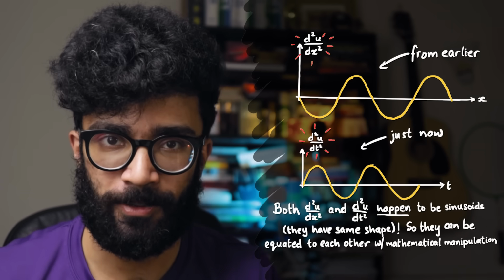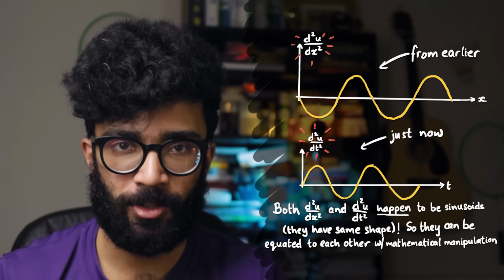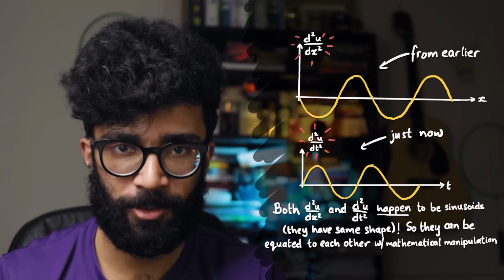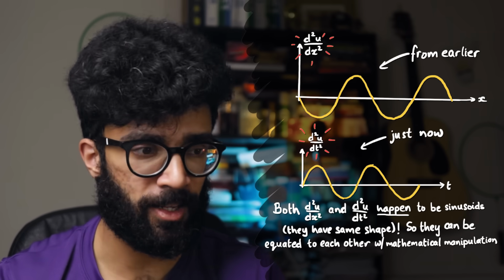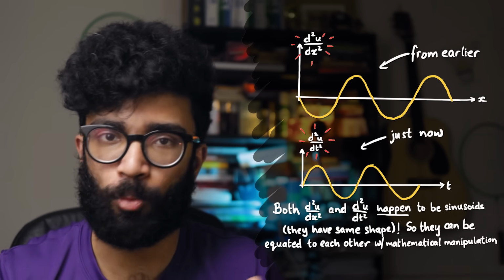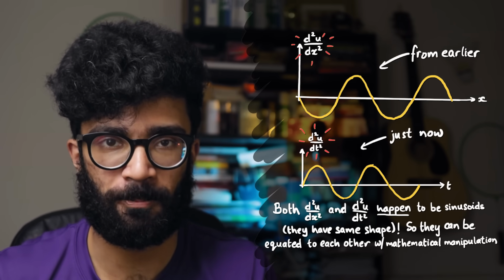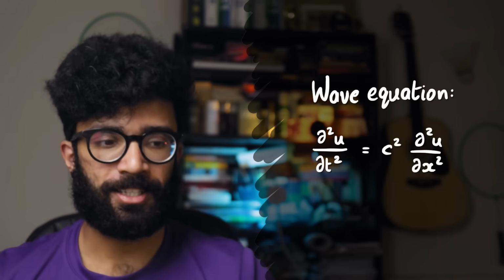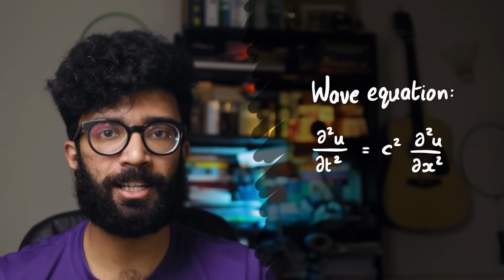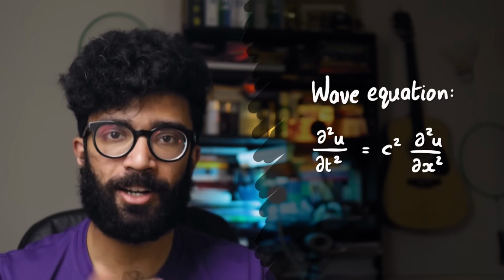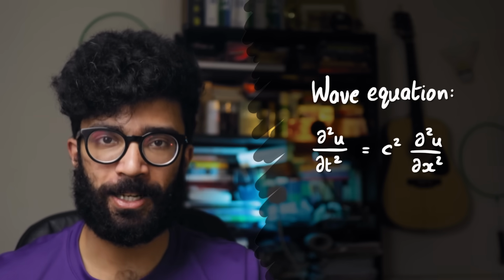Because these two functions are sinusoids, because they essentially have the same shape, you should be able to see that we could, in theory, equate these mathematical functions, either by stretching or shrinking one of them or doing something to both of them. Specifically, what the wave equation is telling us is that when we take d2u by dx squared and multiply it by the square of the speed of the wave, then we get d2u by dt squared.